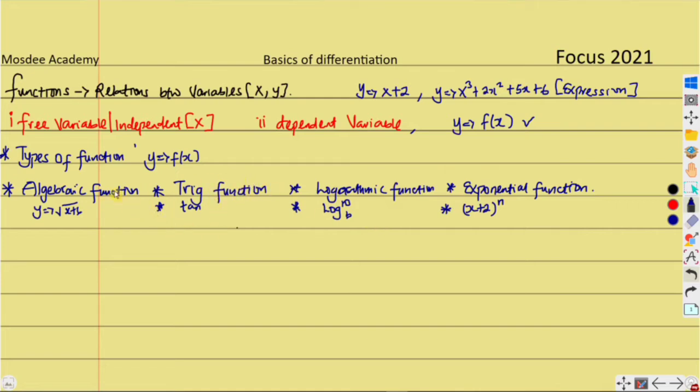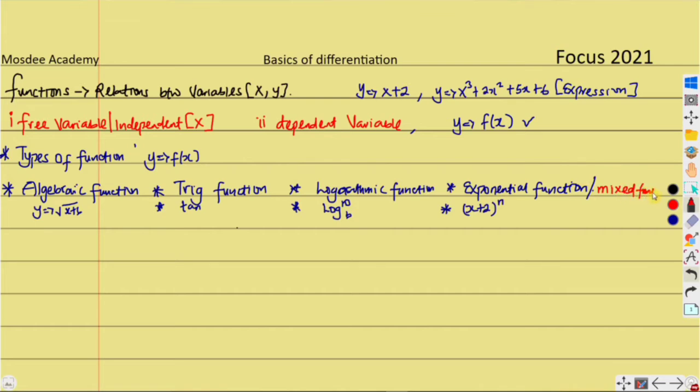Now, having said this, algebraic, trig, logarithmic, and exponential functions are the 4 basic types of functions we use in physics, and we are going to be talking about each and every one of them, how to differentiate each of them. So you need to be careful that you can also have a situation where you have a mixed function. I think that one is also very important, a mixed function.